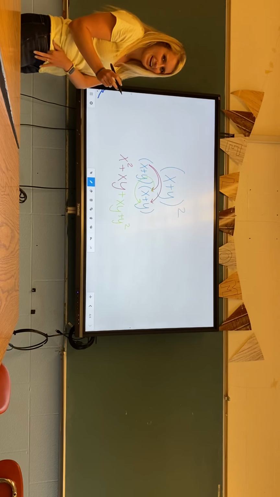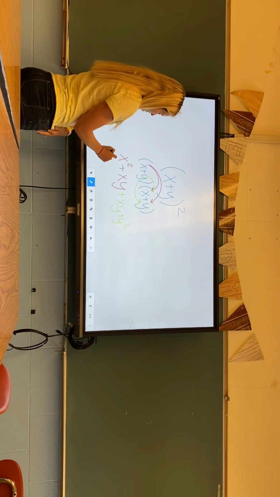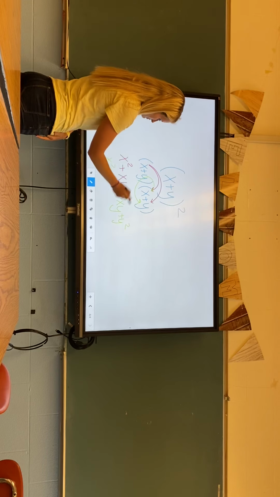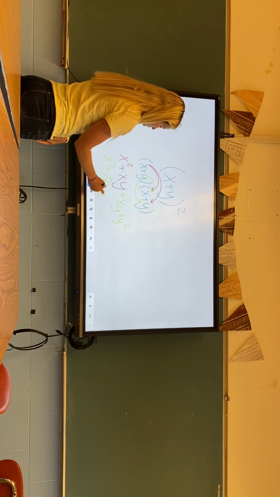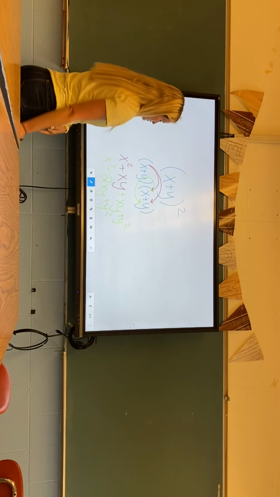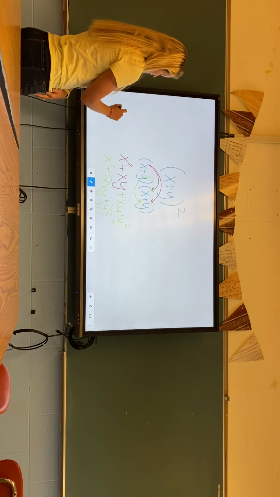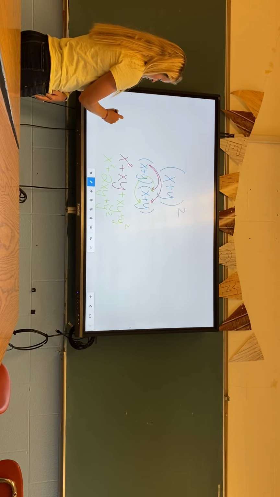Sorry, there's an announcement. Okay, so then we combine like terms. So we have x squared plus, we have 2 of these xy's, so literally 2xy, and then plus y squared. And this is a quadratic.